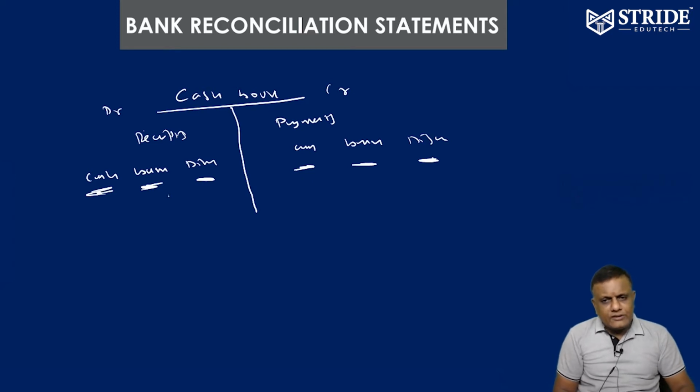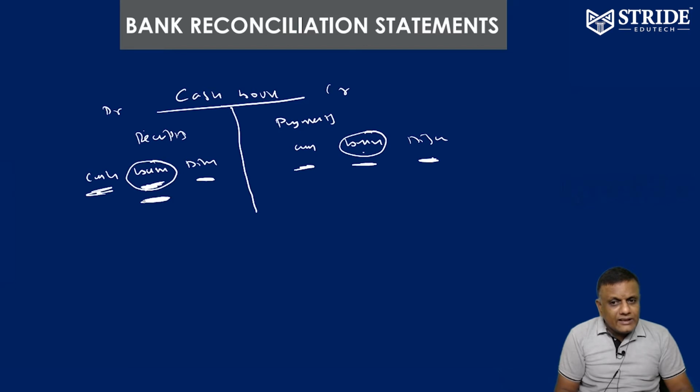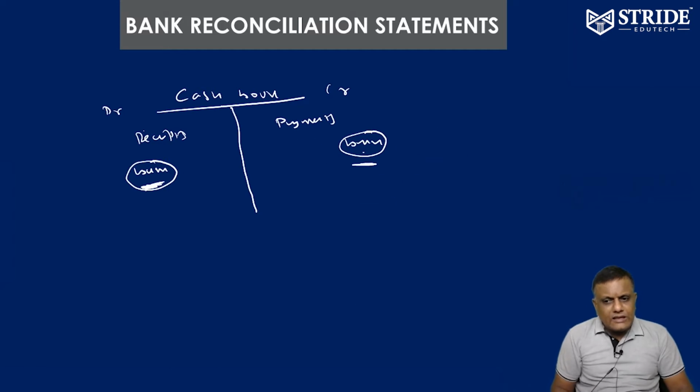Now, my thought process today is, I am going to talk about the bank only. So, in the cash book we have to focus on the bank column only: the bank column on the debit side and the bank column on the credit side. Which means checks received and checks paid or issued. My target is only the bank column of the cash book, both the debit side and the credit side.